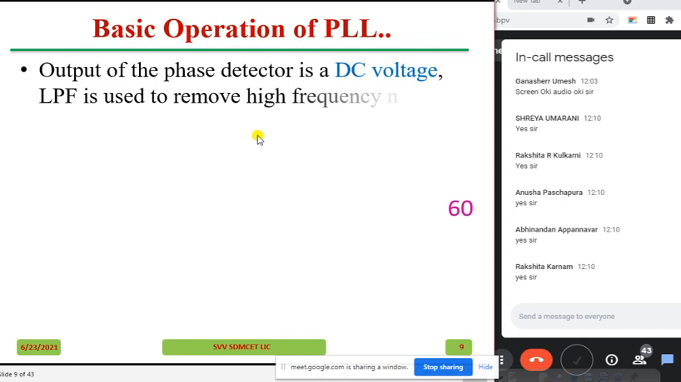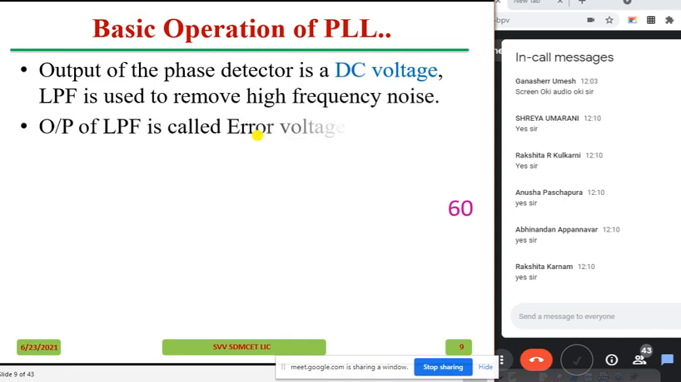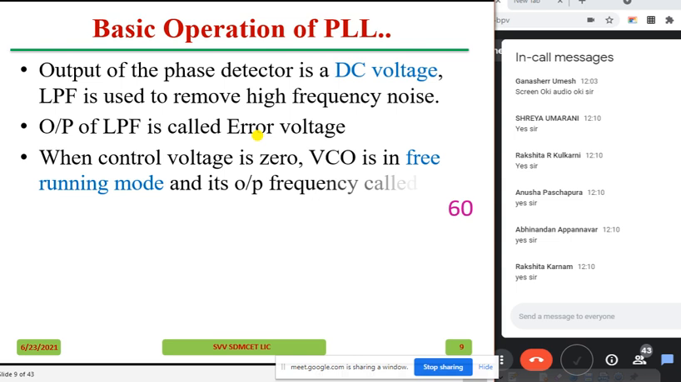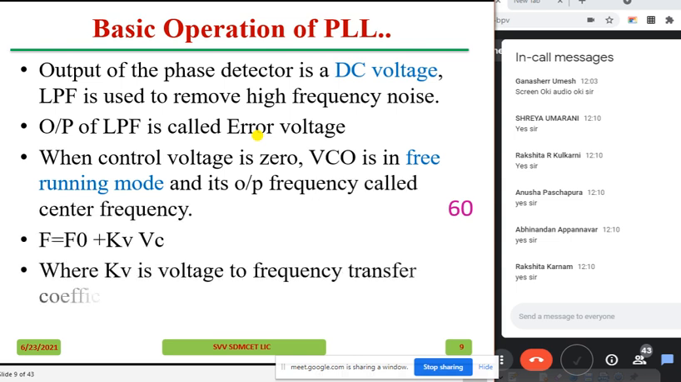The output of the phase detector is a DC voltage. The low pass filter is used to remove any high frequency noise. The output of the low pass filter is called the error voltage, which is given as an input to the VCO. The VCO output frequency depends on the error voltage. If the error voltage is 0, it is the center frequency, F0. Based on the error voltage being positive or negative, the output of the voltage controlled oscillator will either increase above F0 or decrease below F0.